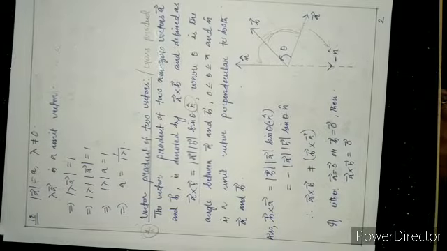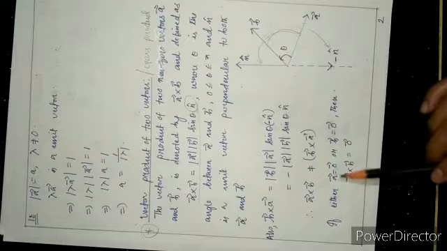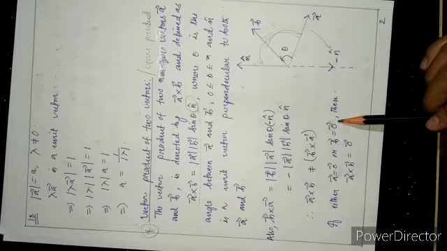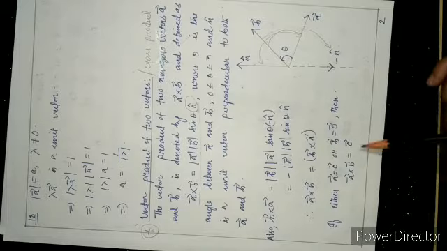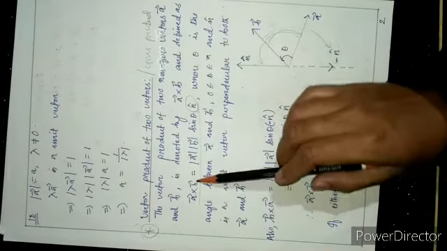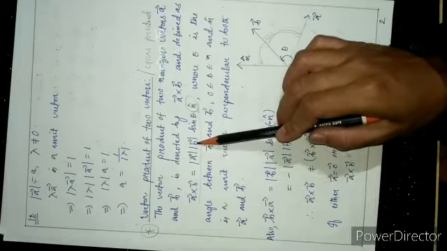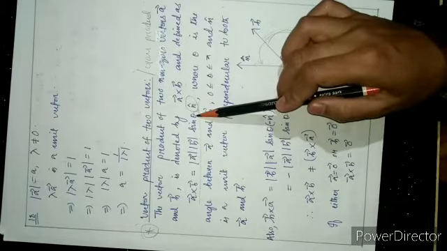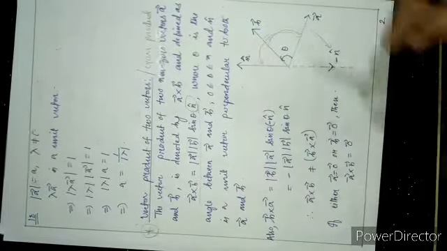This means vector product is not commutative. If either A vector or B vector is a zero vector, then their cross product will be equal to 0. So the vector product or cross product is defined as A vector cross B vector equals magnitude of A, magnitude of B, sine theta and n cap, where theta is the angle between A vector and B vector.